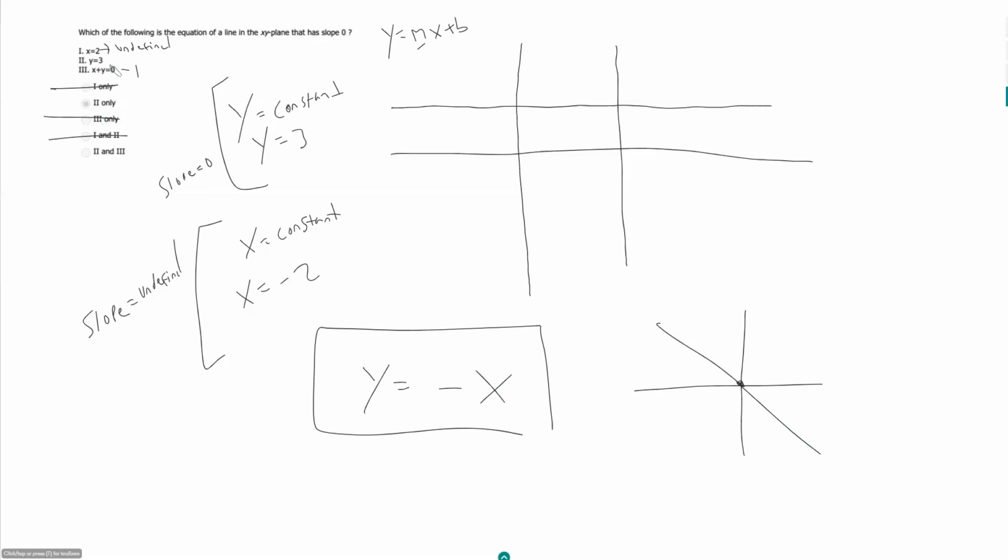So the only one of our choices that has a slope of 0, meaning it's a horizontal line, is 2, B. Worth knowing, doesn't come up that often, but worth knowing this stuff.